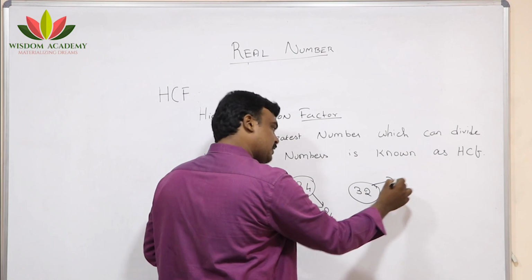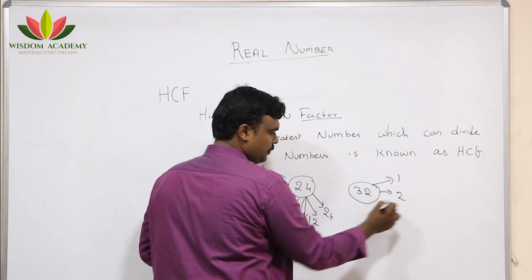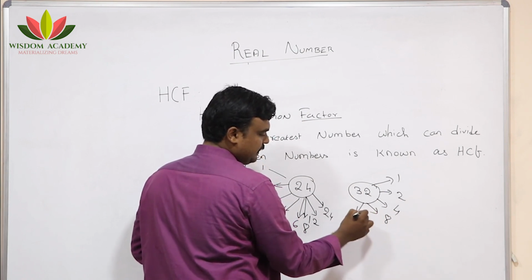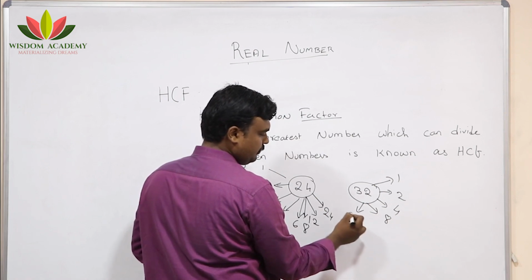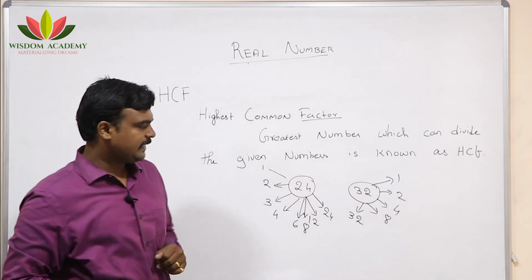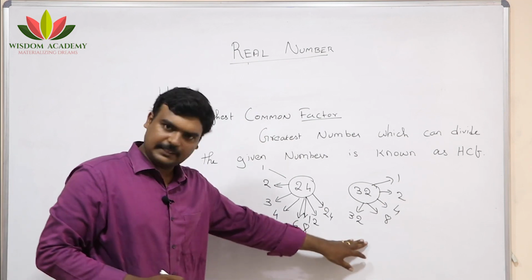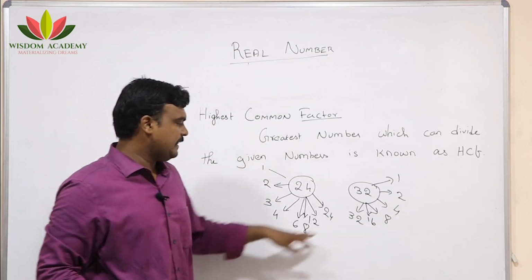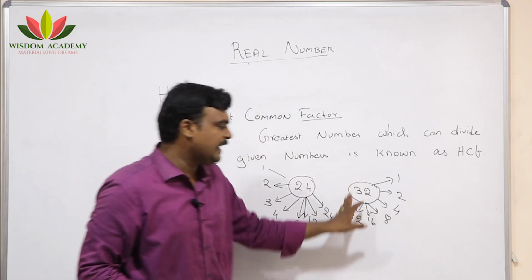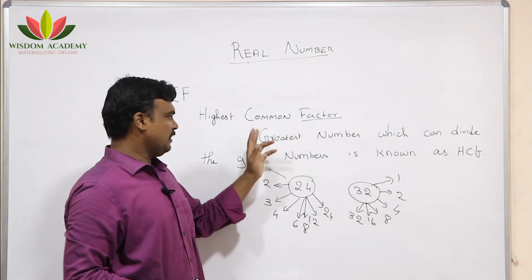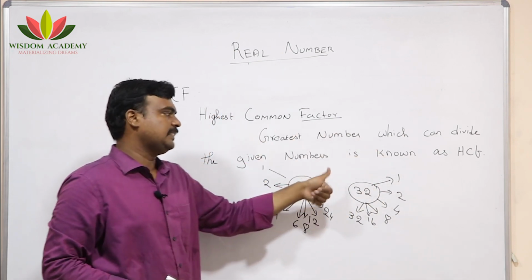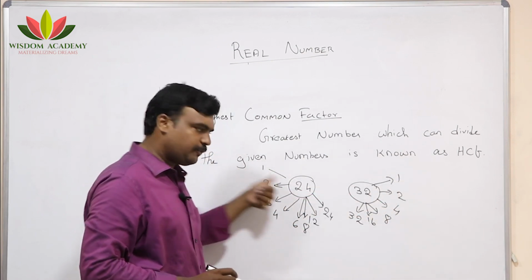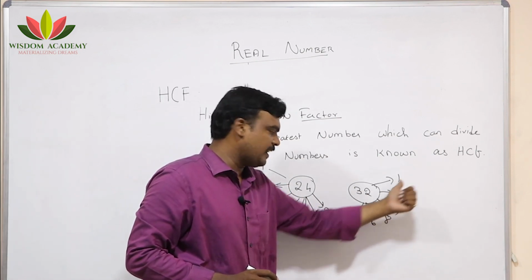Now for 32. Once again it will be divided by 2. 1, then 2, not definitely by 3, then 4, then 8, then 16 (one more we missed), then 32. Right? Now, if you compare these numbers, these are the factors of 24, and these are the factors of 32. Now, the greatest number which can divide the given numbers is known as HCF, right? In this, 1, 2, 3, 4, 6, 8, 12, 24 are the factors of 24, and 32, 16, 8, 4, 2, 1 are the factors of 32.